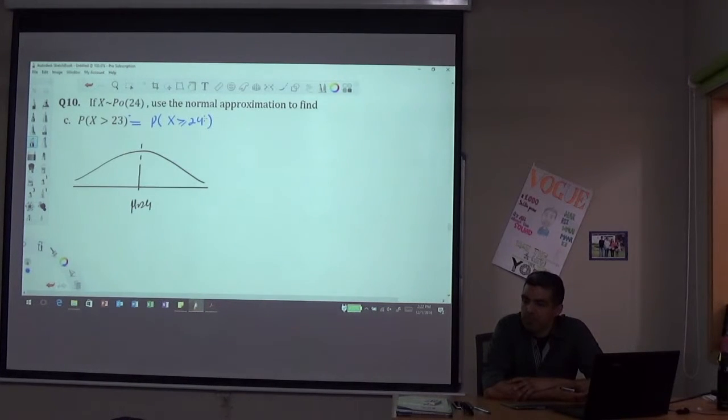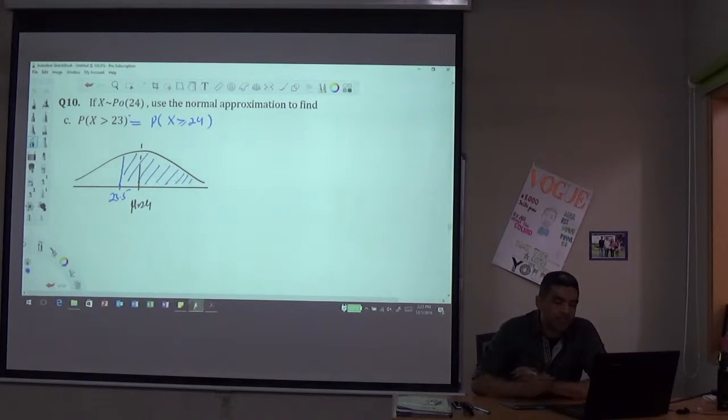Strictly, if you look at it from the Poisson perspective, it is greater than or equal to 24. So starting from the 24th bar and coming towards the right, that means you will make a continuity correction, and the continuity correction should be 23.5. So this is the area that we are interested in. Everyone's okay with the continuity correction? Why is it minus 0.5? Everyone's okay with it?